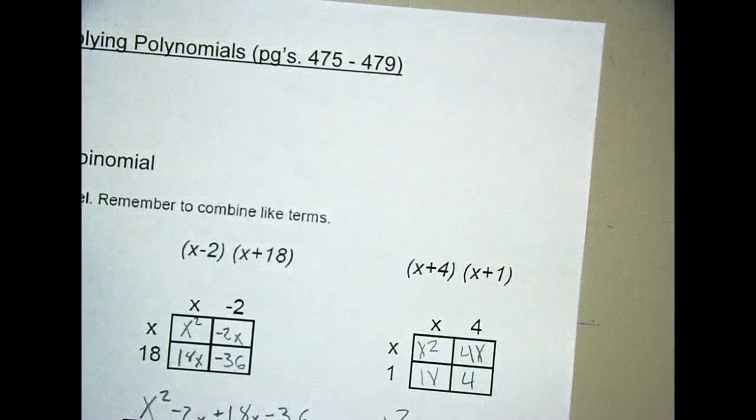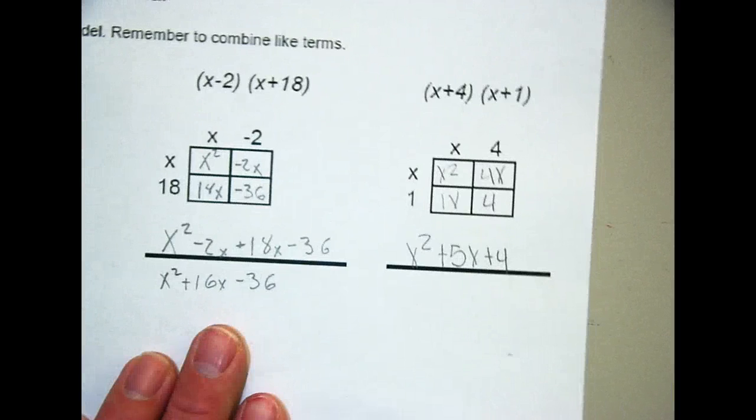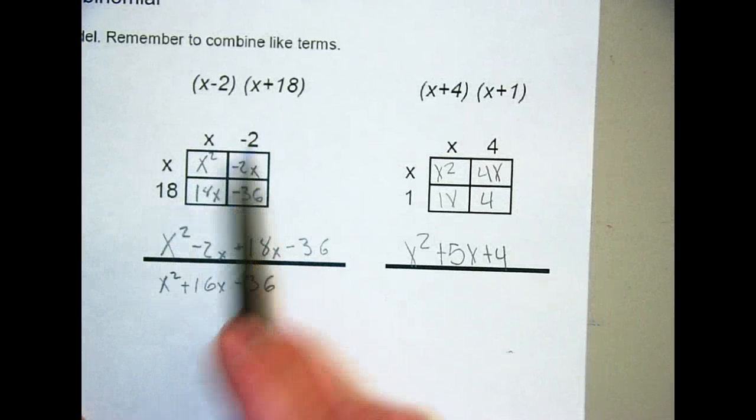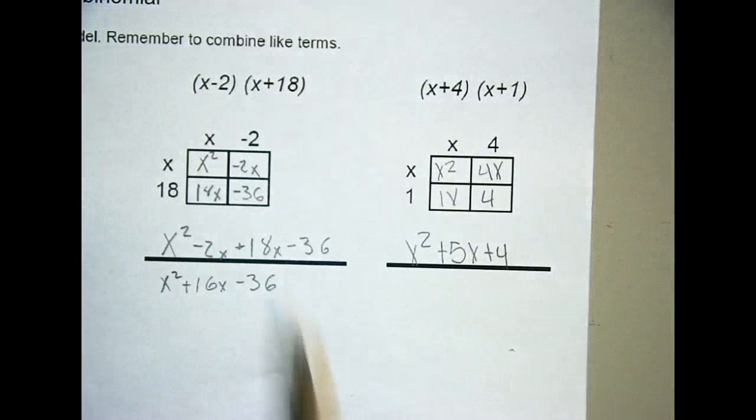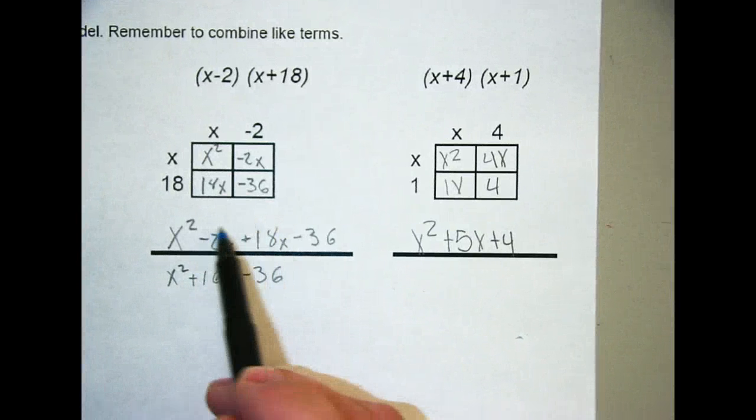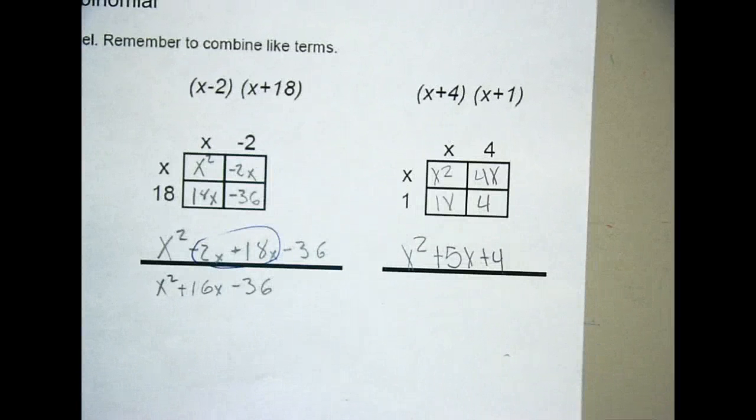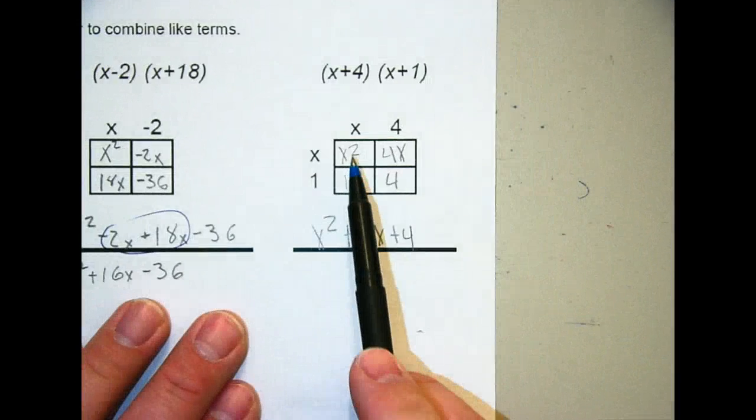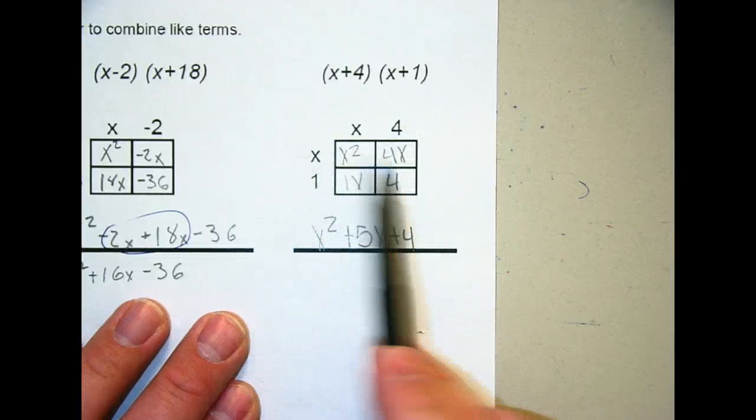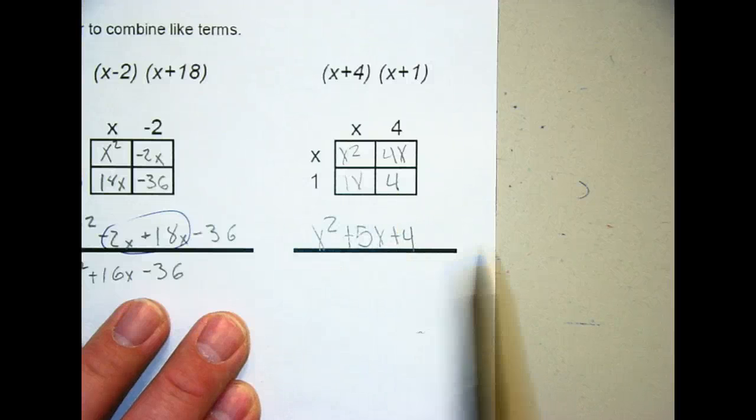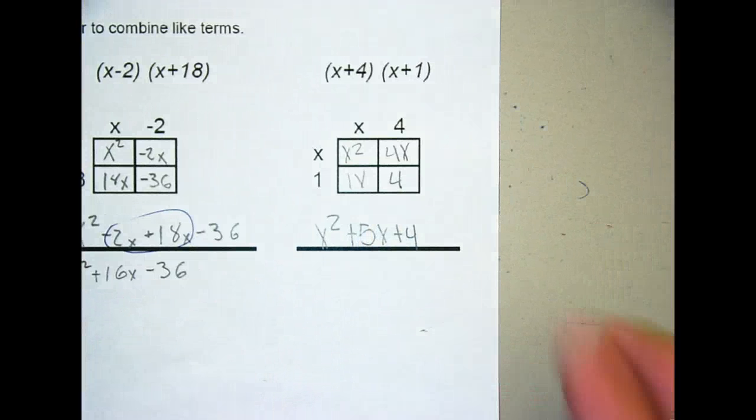All right, let's check them out. We have our x squared, good, -2x, 18x, and -36. Well done. That gives us +16 right here. Good. Nice job, Jake. Well done. And Audrey. All right, and here, x squared, and 4x, and x, and 1 times 4 is 4. Very good work. Way to go, Mackenzie.